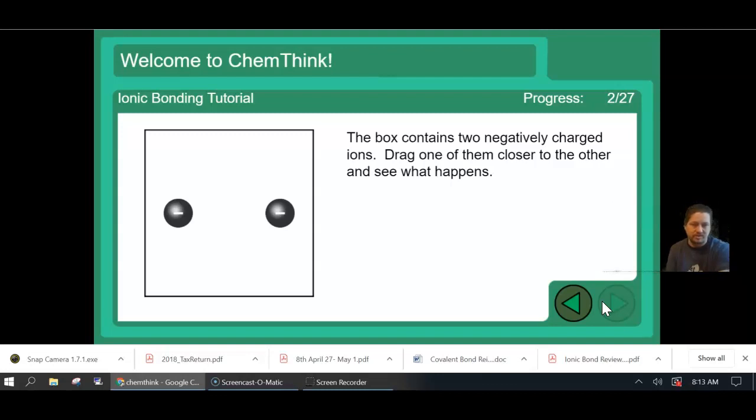We're going to drag them closer to each other to see what happens. Both of them are negative. You can see they are repelling. This one's basically pushing the other one around. They do not want to come in contact with each other. Works both ways.